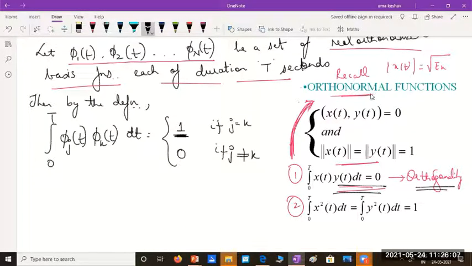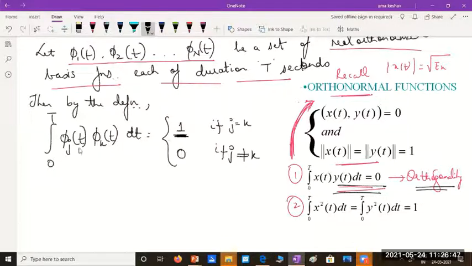Remember, orthonormality includes two conditions. One is the signals should be orthogonal to each other if they are two different signals. If phi j and phi k represent two different signals, say for example, phi j represents a sine and phi k represents a cosine. So one is sine, the other is cos, they are two different signals. Then if I multiply sine into cos and find the area under one time period 0 to T, it will give me the value 0. That means sine is orthogonal to cos.